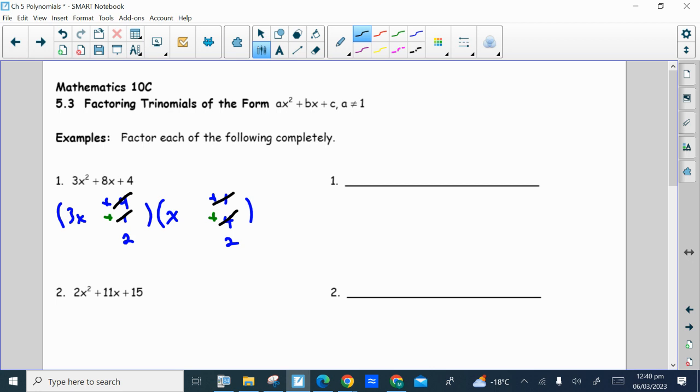So the only thing that could work is the plus 2 and the plus 2. So let's check that. If you multiply the 3x times the 2, that'll give you 6x. The inner products, the 2 times the x, gives us 2x. 6x plus 2x is 8x. So there are our factors. The first factor will be the 3x plus 2, and the second would be x plus 2. There's the factors.